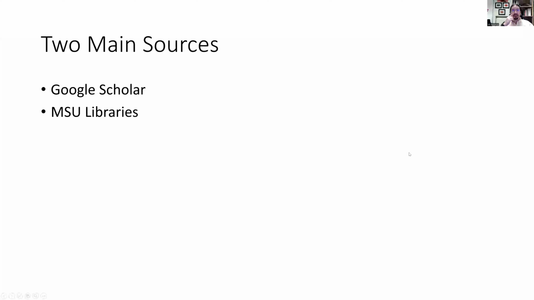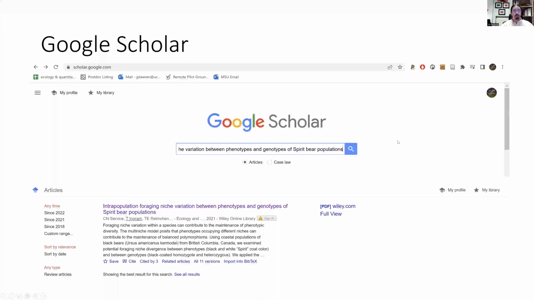So for going from this citation to finding the paper, there are two main resources that you'll probably use. The first one is going to be Google Scholar. This is my preference. It's real simple. You just type in scholar.google.com and type in the title or even some keywords, and you'll have things pop up. In this case, this is the first thing that pops up.